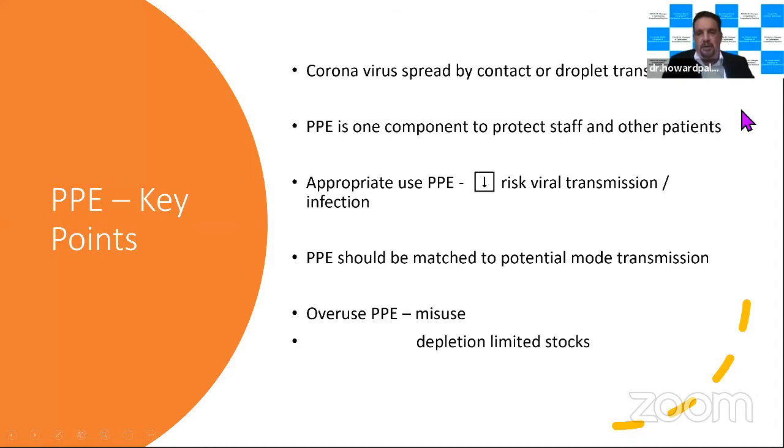Okay, so the coronavirus is spread by contact or droplet transmission. Personal protective equipment is one component that we use to protect staff and other personnel in the OR, and it's important that we use appropriate PPE. It decreases the risk of viral transmission and ultimately decreases the risk of infection. Healthcare personnel, particularly anesthesiologists and ophthalmologists, are at particular susceptibility for acquiring COVID infection. I'll allude to that a little bit later. So what we need to do is match the PPE that we use to the mode of transmission. Are we going to have viral droplet contact or direct contact with the patient? Remembering that overuse of PPE leads to depletion of stock and is actually abuse.